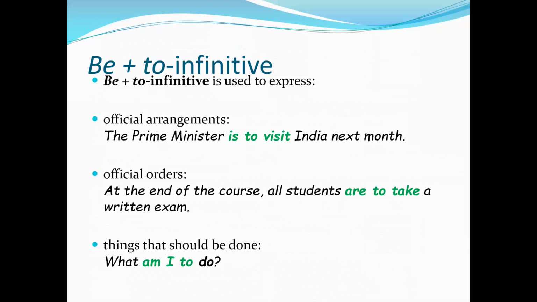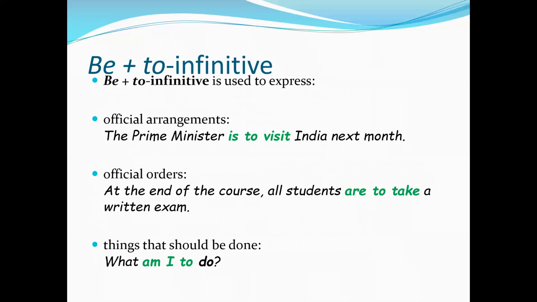Now let's discuss expressions for different degrees of probability or certainty about the future. The first one is be plus to infinitive. It is used to express official arrangements. The Prime Minister is to visit India next month. Official orders. At the end of the course, all students are to take a written exam.